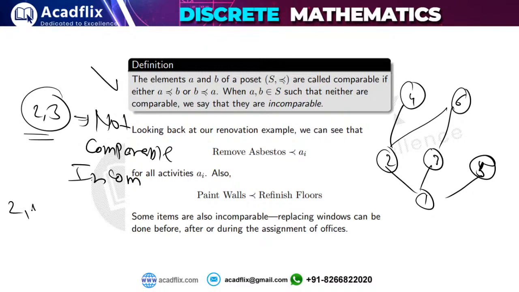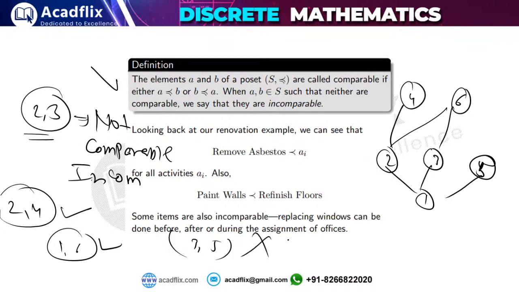2, 4 are comparable. 1, 6 are comparable, because 1 is related to 6. 3, 5 are not comparable, because 3 is not related to 5 and 5 is not related to 3. So you can see this is the comparability thing.